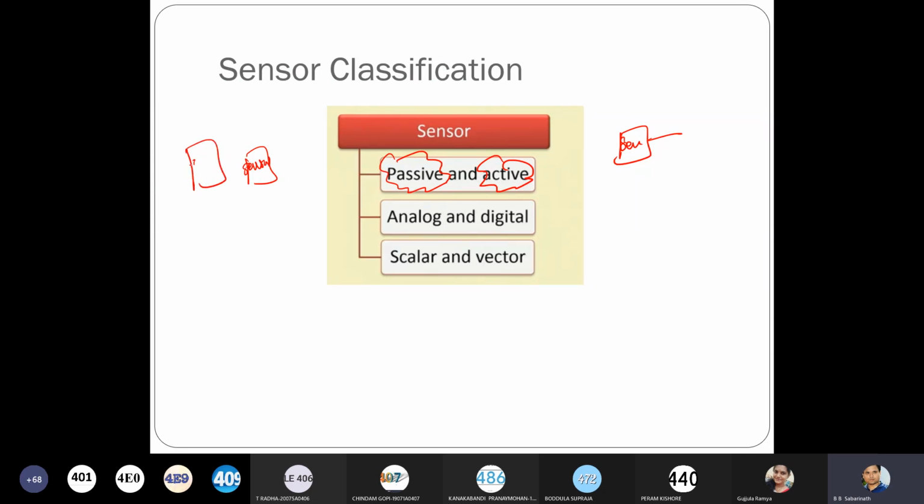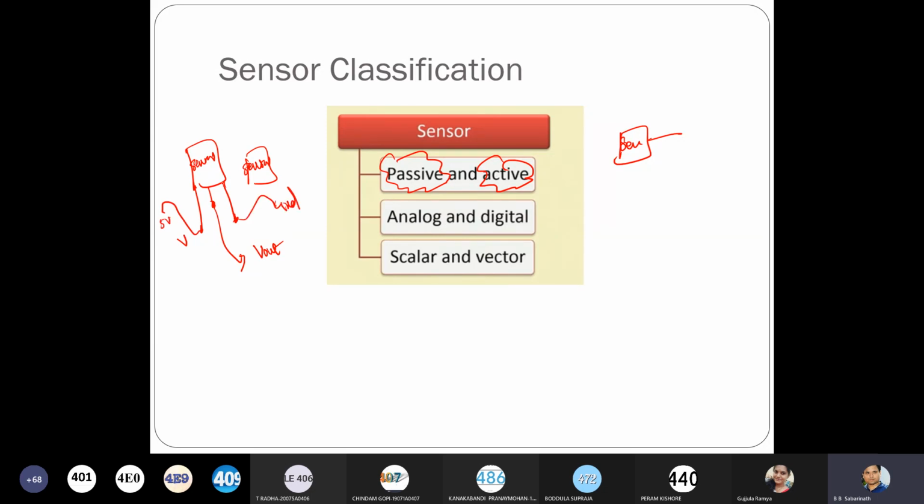Is our temperature sensor passive or active? It's passive. Why? Our temperature sensor has three pins, right? So what are these three pins? One pin is the output, V out. Another pin is the voltage pin, which we connect to 5 volts. The other pin we connect to the ground.